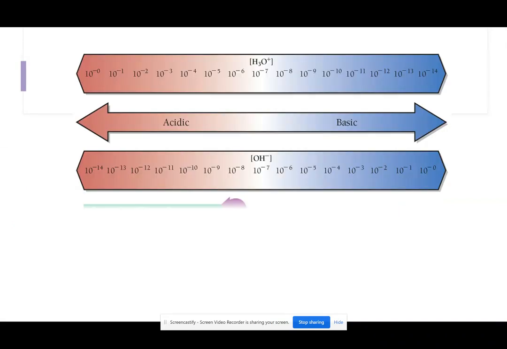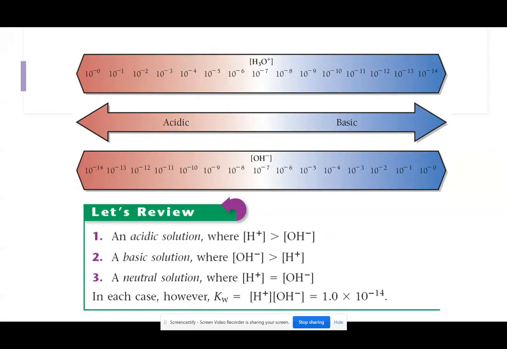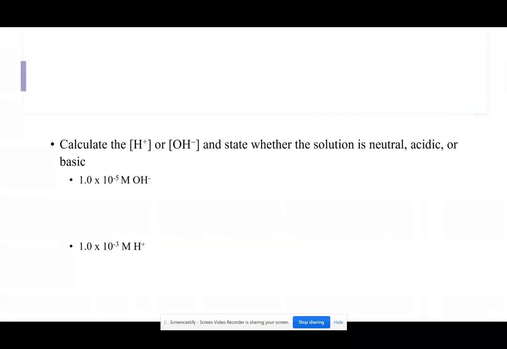You can use the hydrogen concentration and hydroxide concentration to determine if a solution is acidic, basic, or neutral. An acidic solution is going to contain more hydrogen than hydroxide. A basic solution is going to contain more hydroxide than hydrogen, and a neutral solution, pure water, contains exactly equal amounts of hydrogen and hydroxide. So we are going to calculate the hydrogen or hydroxide and state whether the solution is acidic, neutral, or basic.